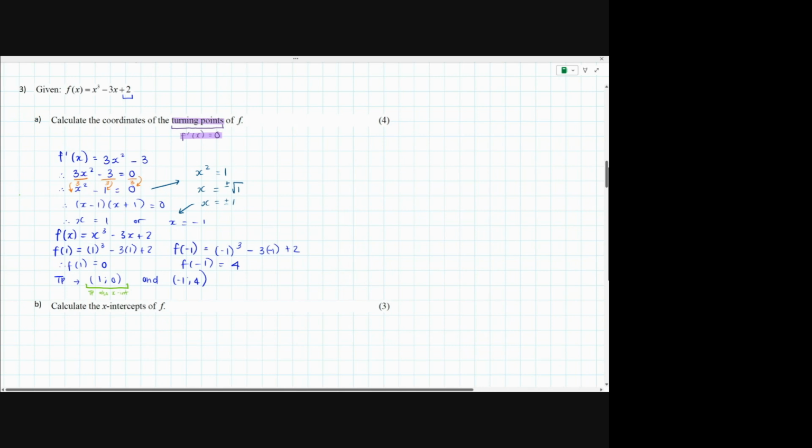Right, question B says, calculate the x-intercepts of f. What do we do when we want to calculate an x-intercept? Who remembers? Yep. Okay, synthetic division, factorization of your cubic, however you want to do it. Remember I said to you, I don't really mind. But yes, importantly, we want to make y equal to 0. So anytime you're looking for an x-intercept, this is now where we say y equals 0.